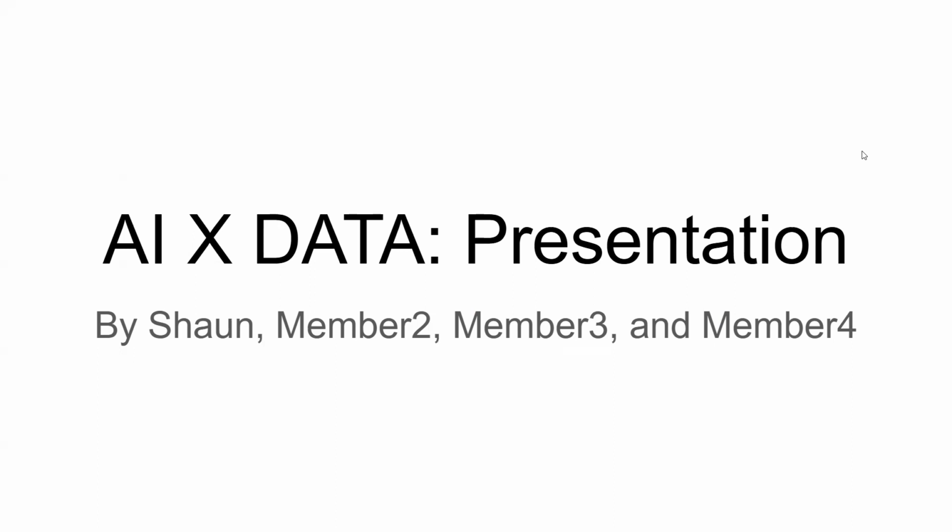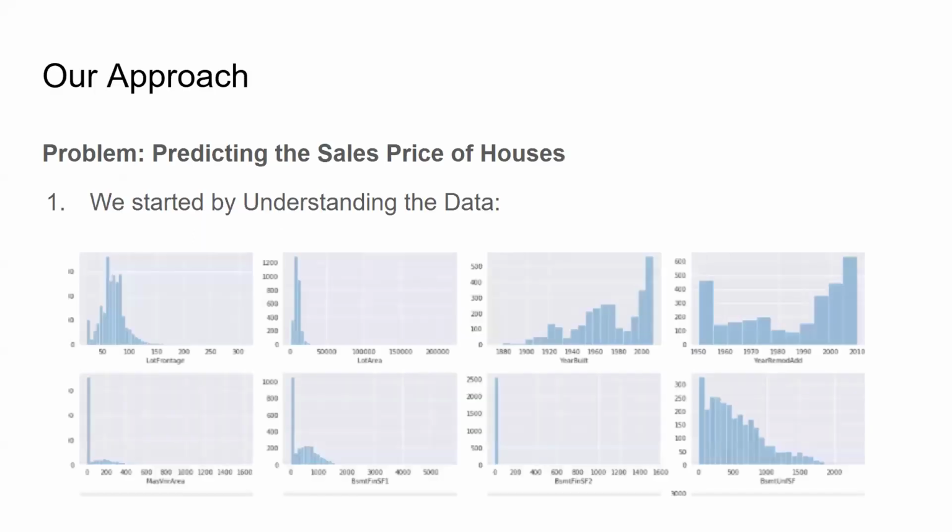So, hello everybody. My name's Sean, and I'm here with my other group members, member two, member three, and member four, and this is going to be our presentation. This is our approach. We looked at the problem we were dealing with today, which was predicting the sales prices of houses. The first thing we did was try to understand the data by plotting all of the features separately, doing a univariate analysis.